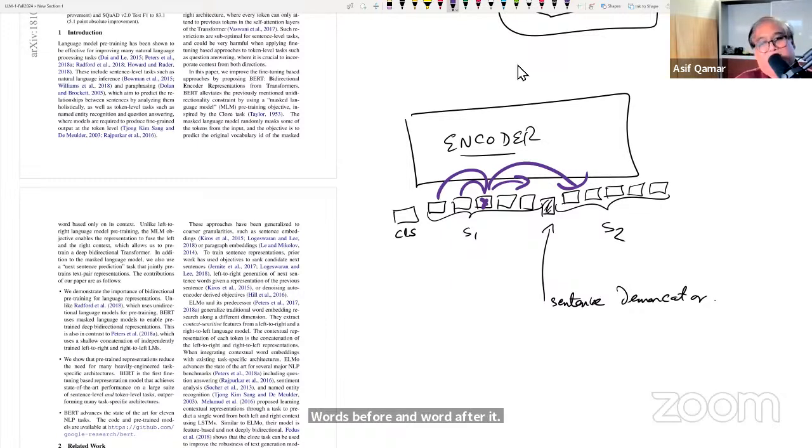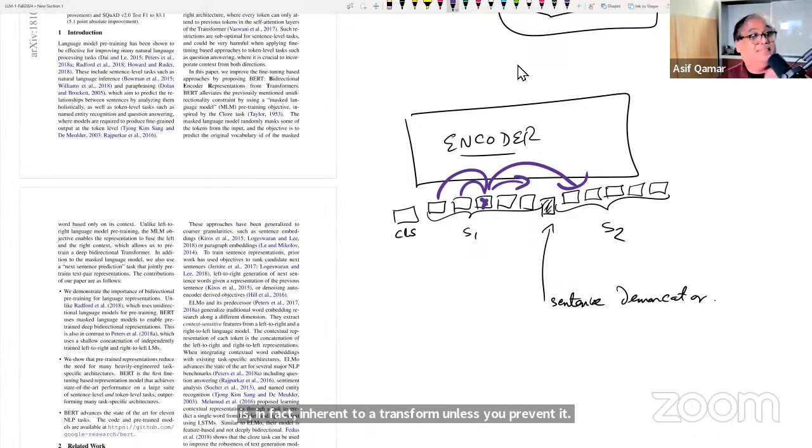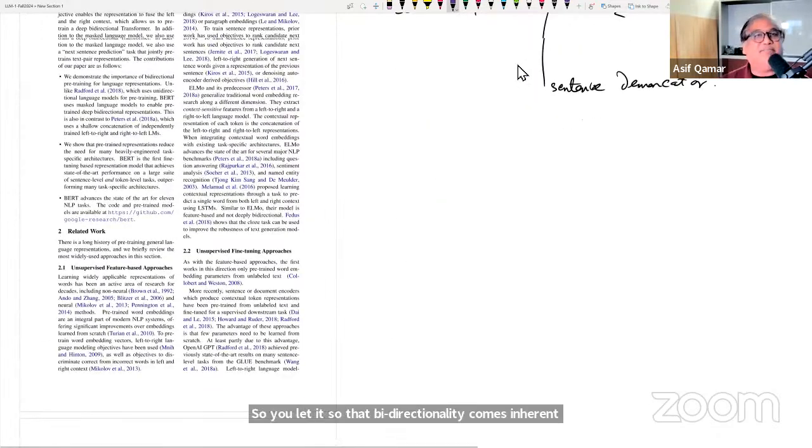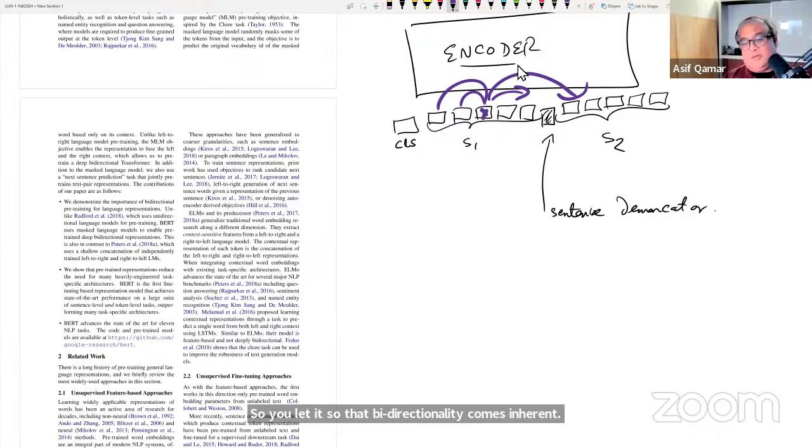And therefore, bidirectionality is in fact inherent to a transformer unless you prevent it. Unless you put some masks and say, don't look ahead. Right? Only look back. Are we together, guys? Right? So you let it, so that bidirectionality comes inherently. But what is the game? They played a very simple game. They said, okay, we need to train this transformer.